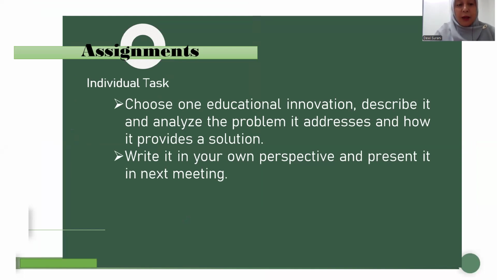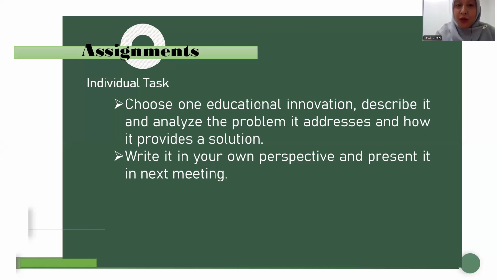Okay, before we finish today's session, I want to explain your individual assignment. On this slide, you can see that you need to choose one educational innovation. It can be anything we discussed today, okay? After choosing, you will describe the innovation, analyze the problem it addresses, and also how it provides solutions. So I want you to think carefully: what problem does the innovation try to solve, and why is it effective? You just need to write from your own perspective, in your own words, not copied from the internet.